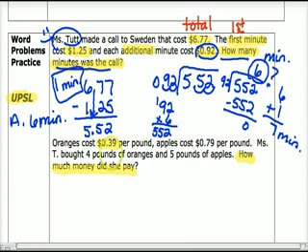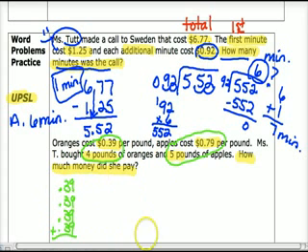We know that oranges were 39 cents a pound, and I bought 4 pounds of them. I'm going to go ahead and circle these two because they go together. Now I also know apples were 79 cents a pound, and I bought 5 pounds. So I'm going to circle these because they go together. There's 2 ways I can do this. 39 cents per pound, and I bought 4 pounds. I could do 0.39 plus 0.39 plus 0.39 plus 0.39, but I don't want to. There's a faster way. Multiply.